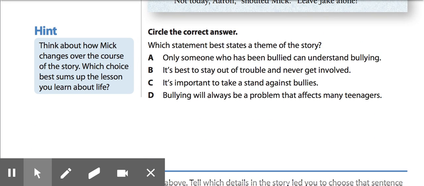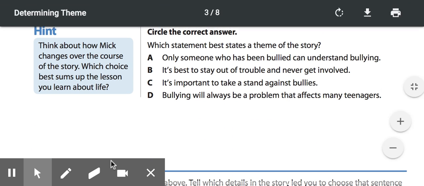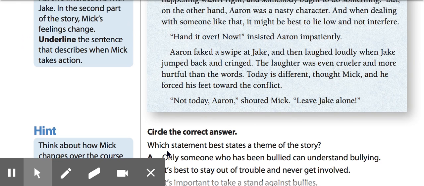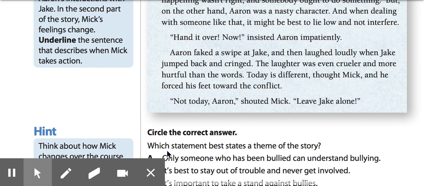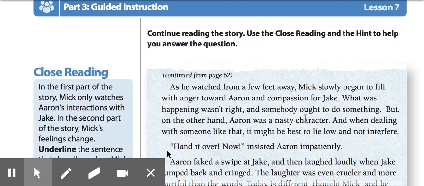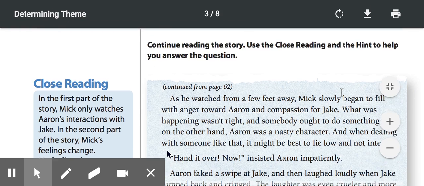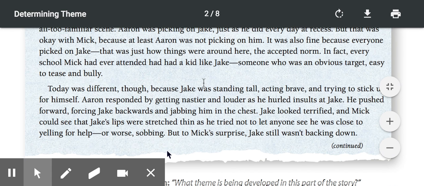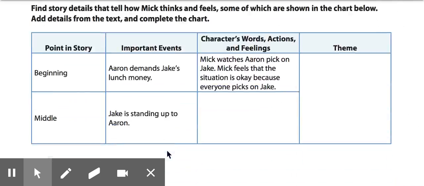Okay, so we're going to try to answer this question together. Which statement best states a theme of the story? So, remember, we have already noticed what's going on. It's a conflict between two boys. We have one boy that's actually watching what's going on. So, Aaron is picking on Jack. I don't want anybody to get confused. Mikey is the one that's watching it, and Jack is the one that's getting picked on up there. Aaron is the bully, Jack is the victim, Mikey is the one that's watching the whole thing.